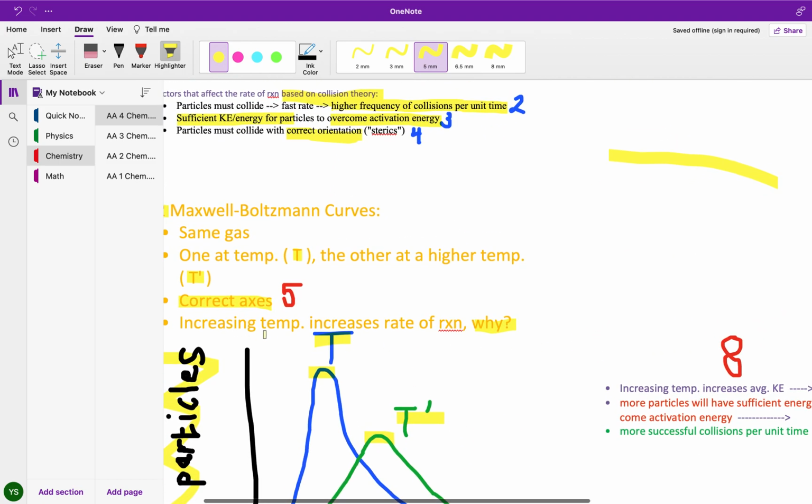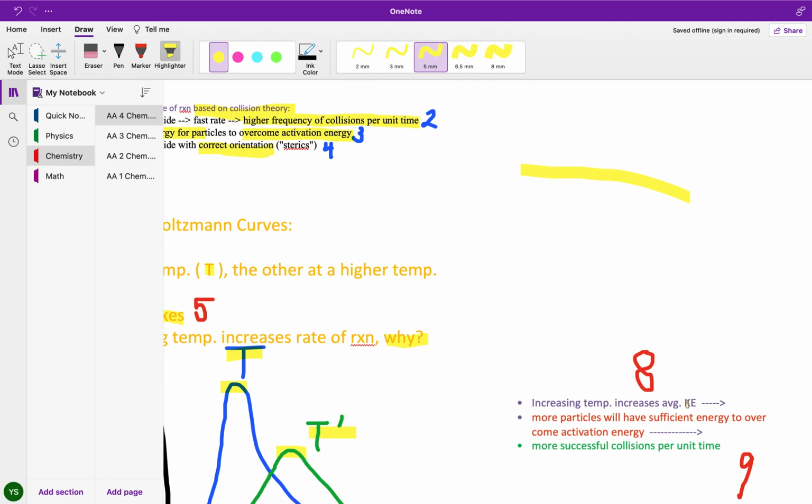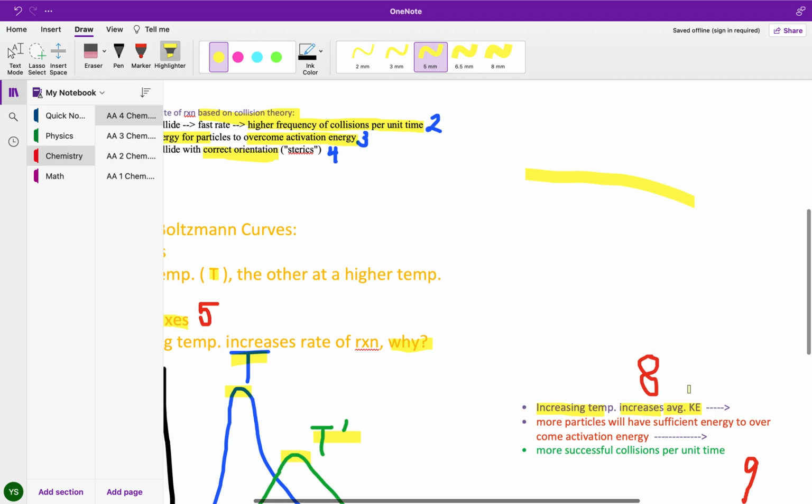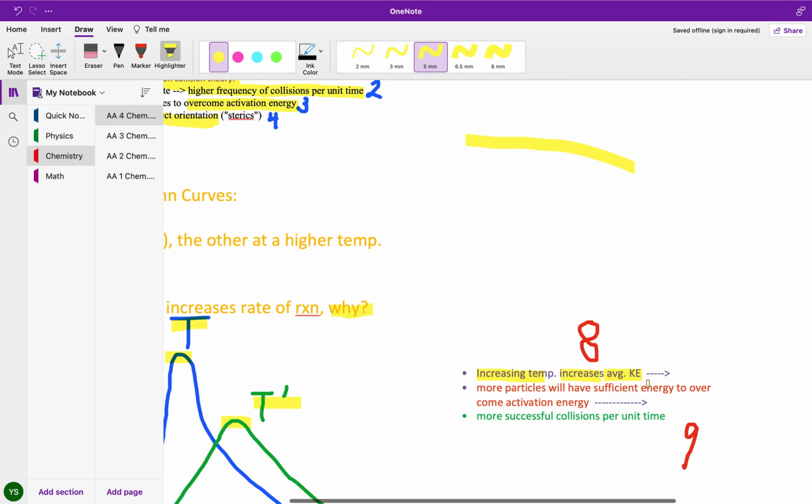Now we need to explain why increasing the temperature increases the rate of reaction. So we know that temperature is a measure of the average KE. So if we increase temperature, we increase the average KE. Therefore, if we increase the energy, and that's a point we covered here in the factors that affect the rate of a reaction, more particles will have sufficient energy to overcome the activation energy. Therefore, there will be more successful collisions per unit time. And these are all the points.